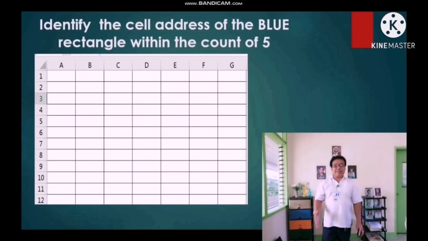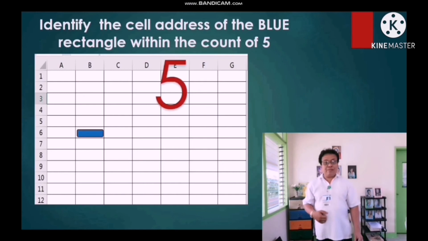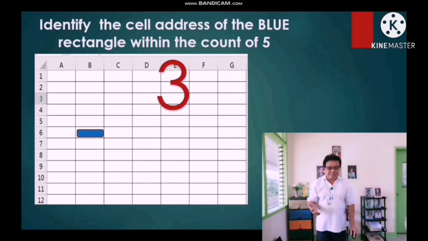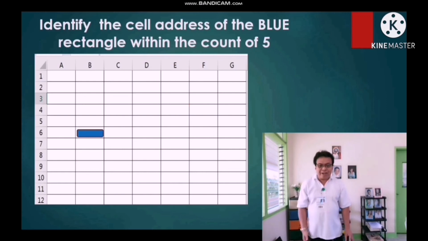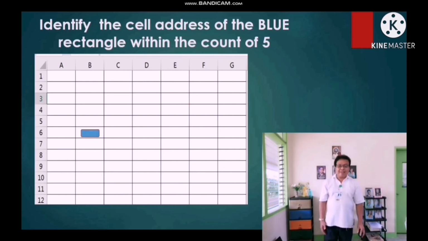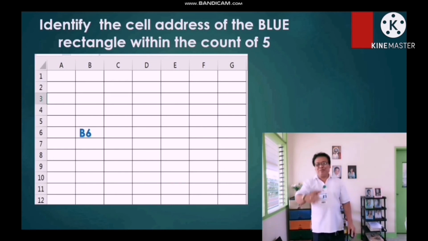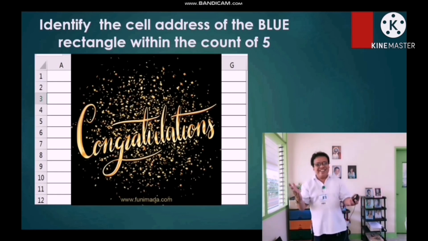Next, identify the cell address of the blue rectangle within the count of 5. So let's start the countdown. 5, 4, 3, 2, and 1. Now, the correct answer is B6. You got the correct answer. Congratulations, and thank you for your cooperation.